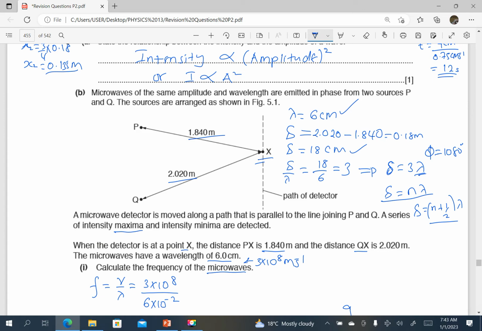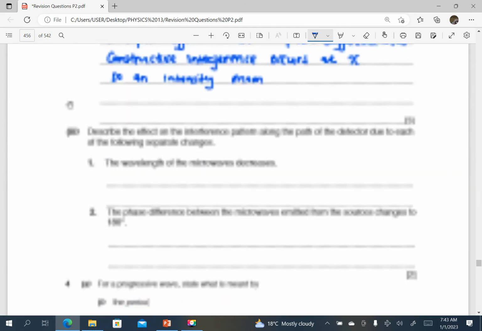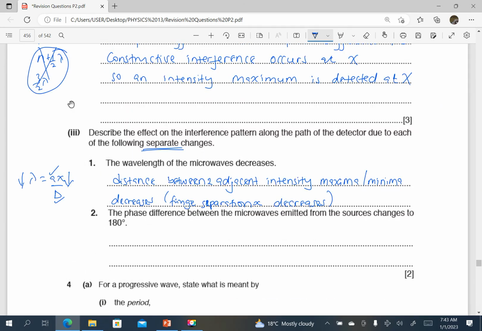So here they said microwaves of the same amplitude and wavelength are emitted in phase. That means initially the microwaves were emitted in phase. The phase difference between the sources was 0. Now the phase difference between the sources is 180. It means the waves emitted from one source are 180 degrees out of phase or ahead of the waves emitted from the other source.